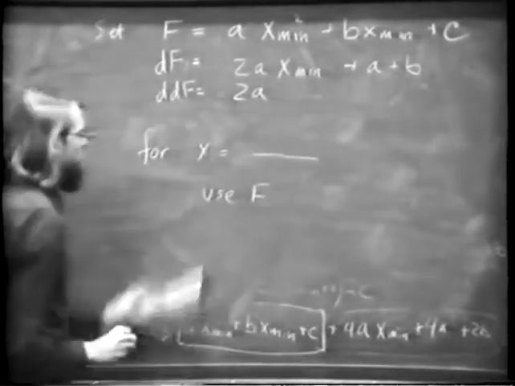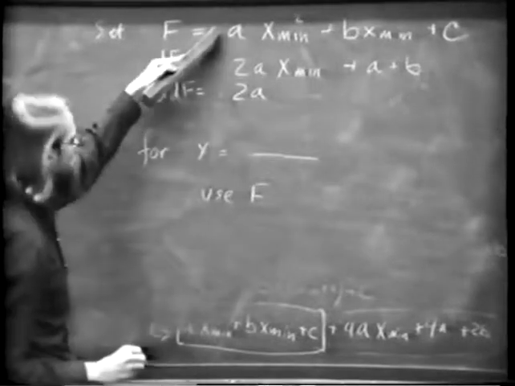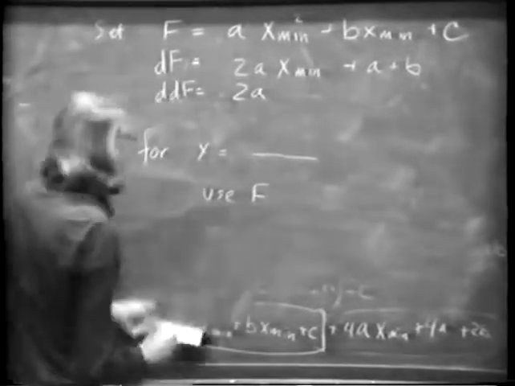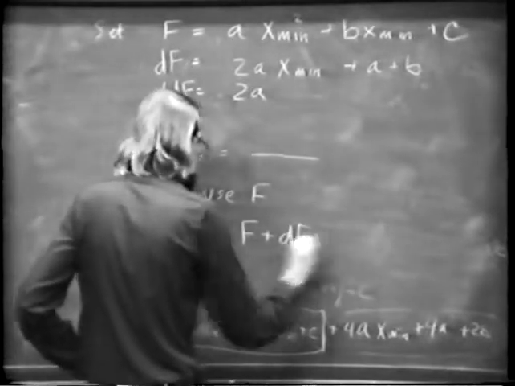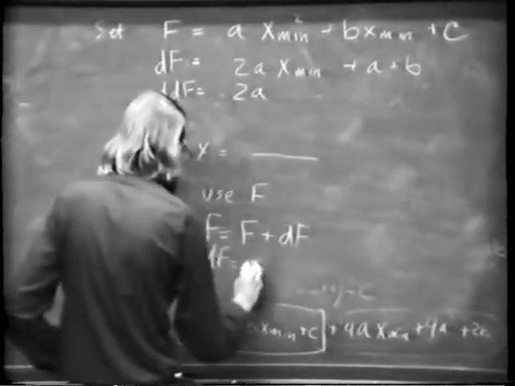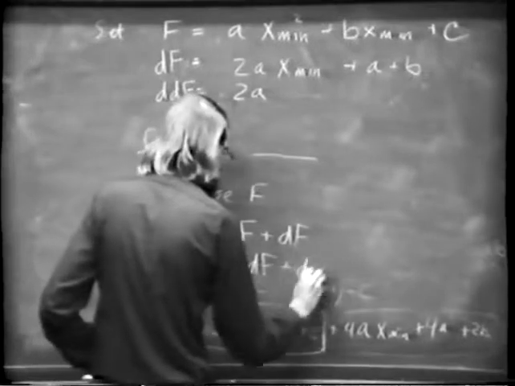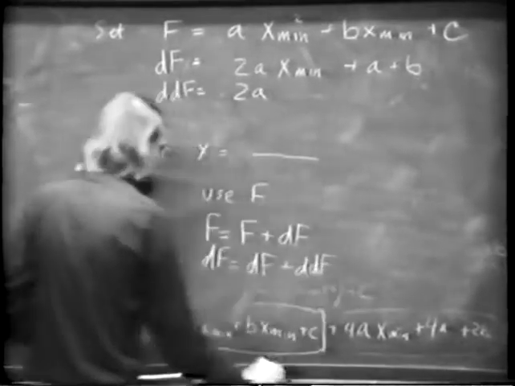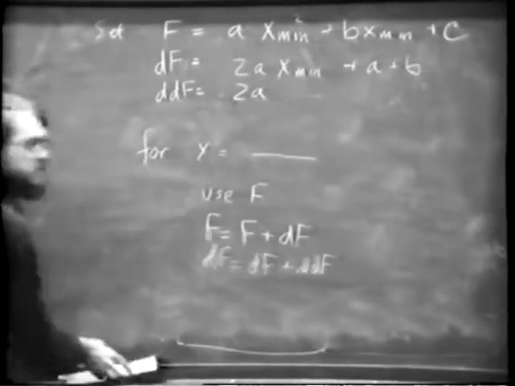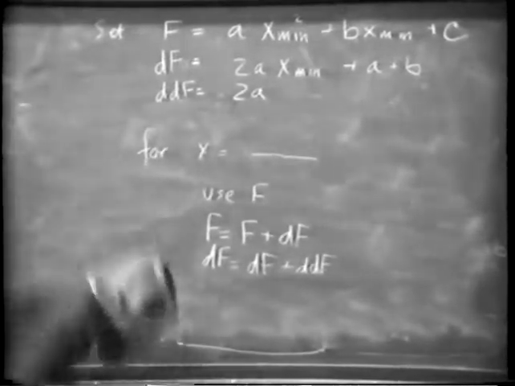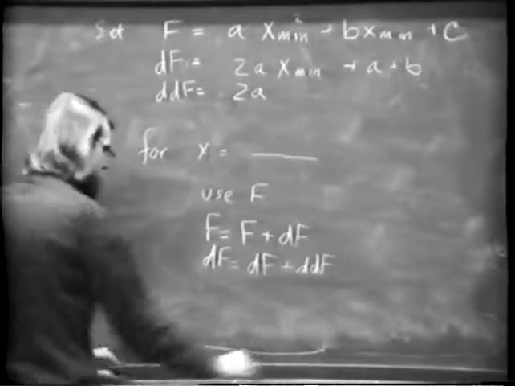You use the current value of f you start out with here. Then you say f equals f plus df. And you say df equals df plus ddf. 2 additions is all it takes to go from one pixel to the next here. This is called forward differences.